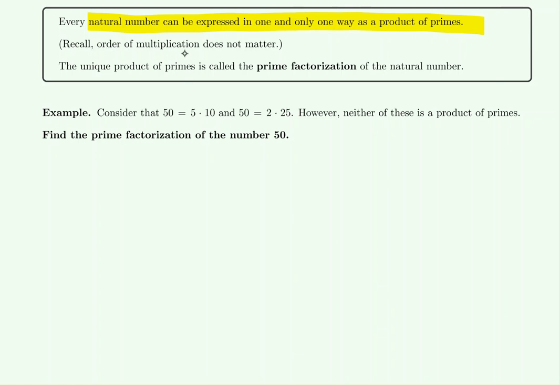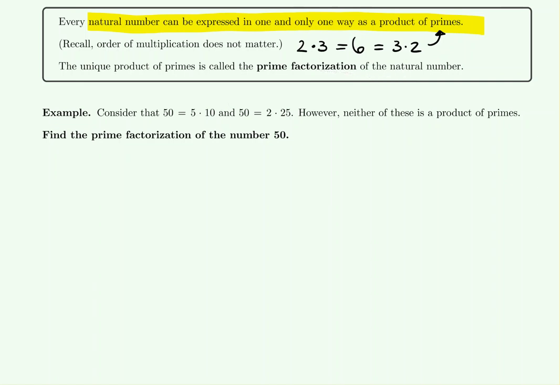We're told to remember order of multiplication doesn't matter. So for instance, if I wrote 2 times 3, that's a product of primes that's equal to 6. That's equivalent in meaning to 3 times 2, which is why we would still say there's only one unique way to write 6 as a product of primes, because 2 times 3 is the same as 3 times 2. Now, this unique product of primes is called the prime factorization.